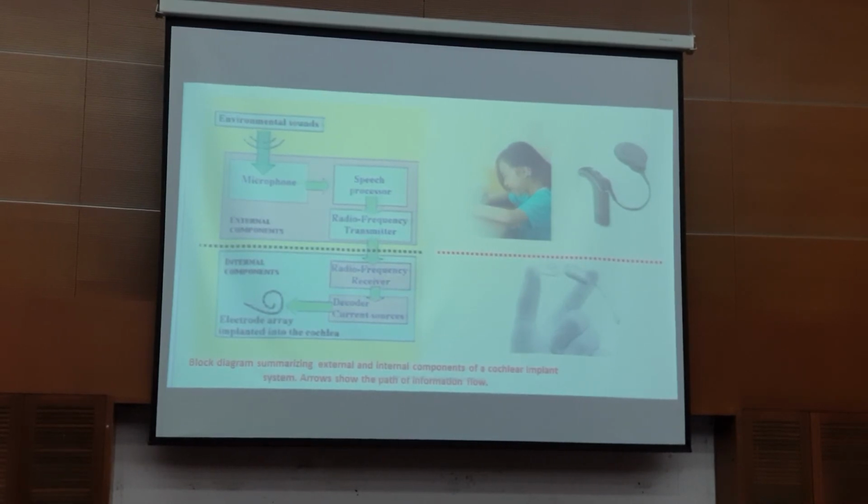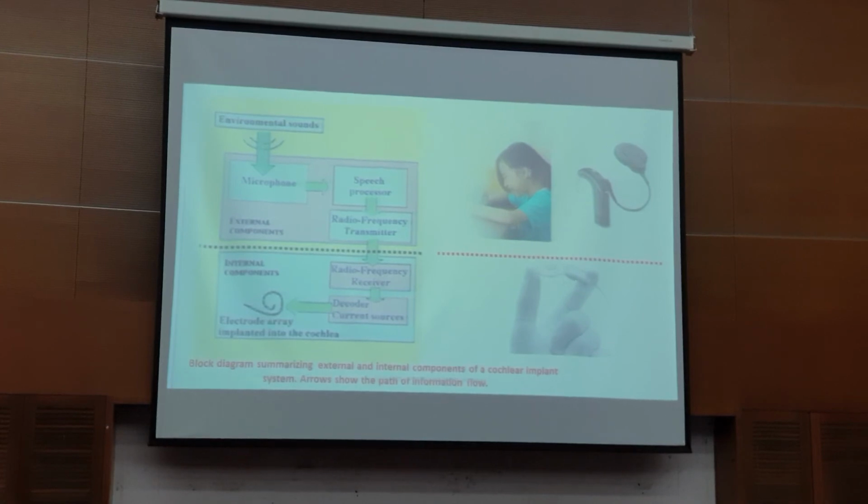This one is what you put inside. We call it the receiver stimulator, the radio frequency receiver. It decodes the signal and sends it to the electrode array for stimulation, directly stimulating the spiral ganglion cells. So the target cells in the cochlear implant are the spiral ganglion cells.